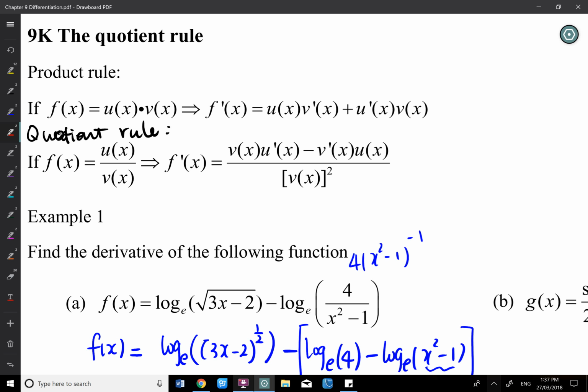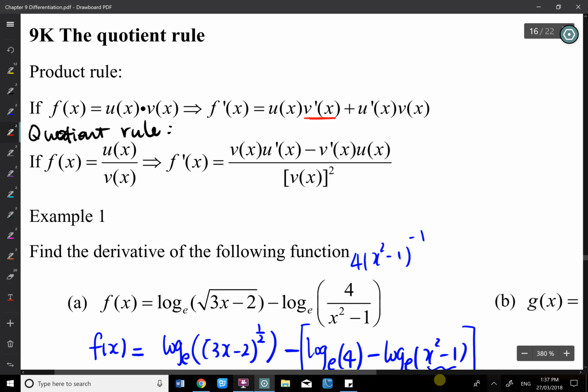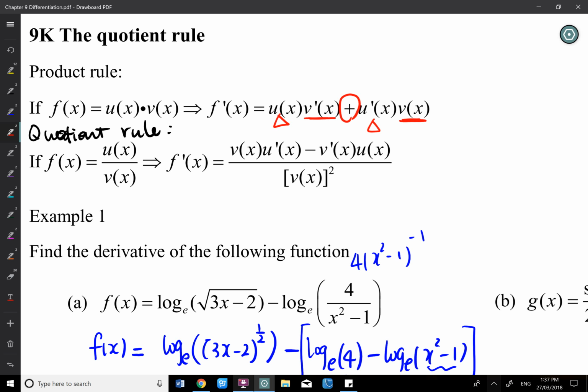So what is the product rule? Given u(x) and v(x), how can we differentiate u(x) times v(x)? We derive one and keep the other the same, and then reverse it: derive the other one and keep the first the same, and then we add them. Which one you derive first doesn't matter because it's a plus. So that's the product rule.